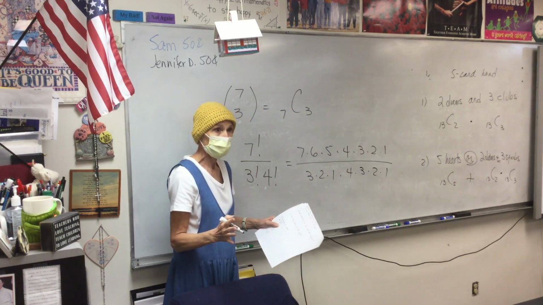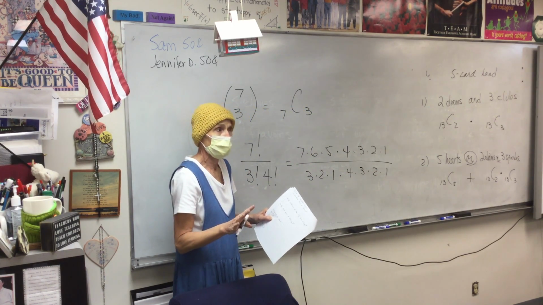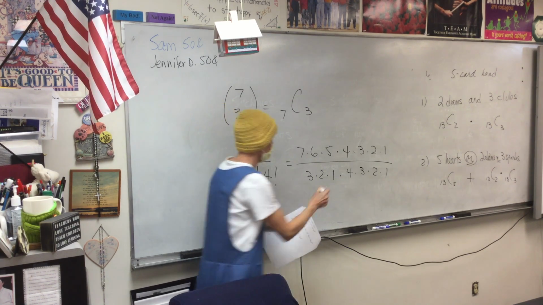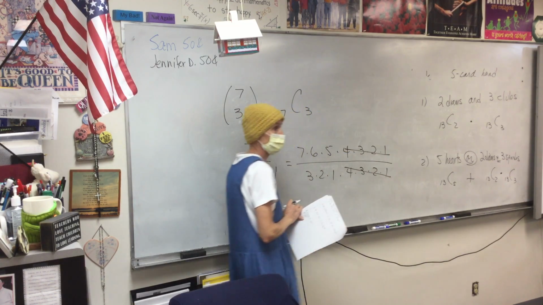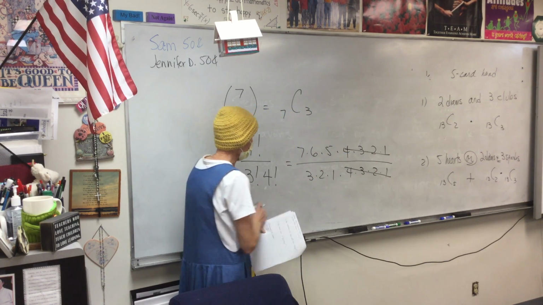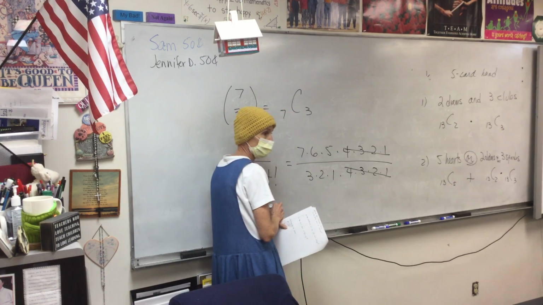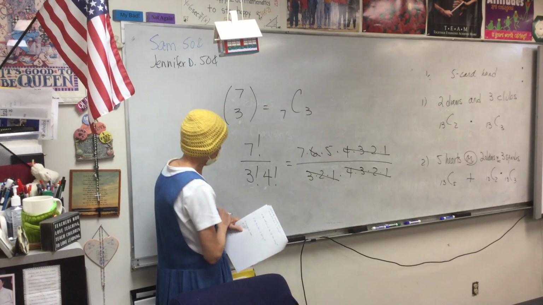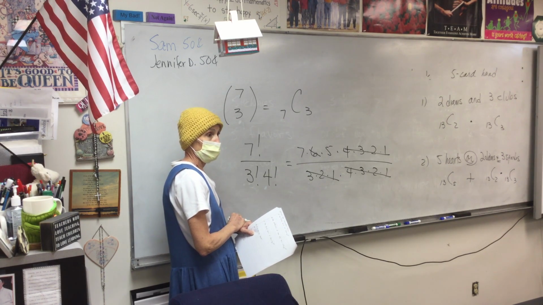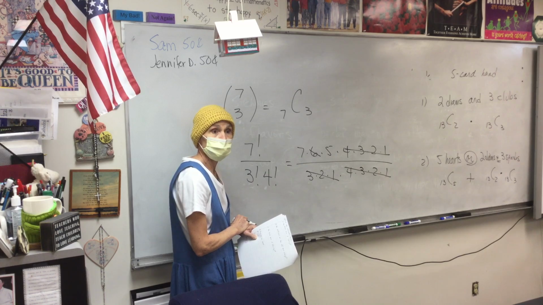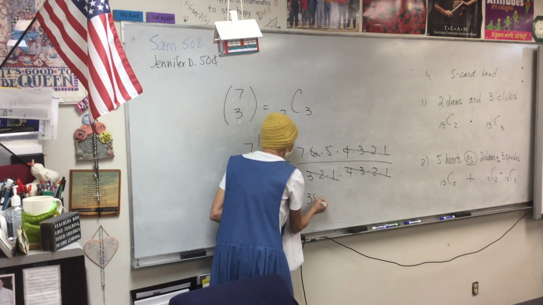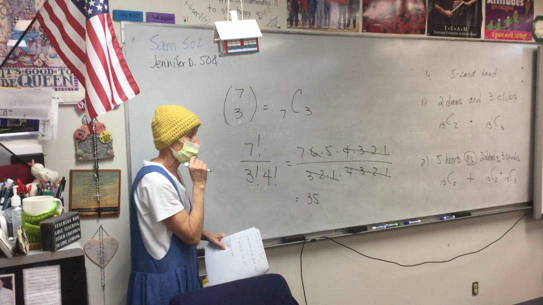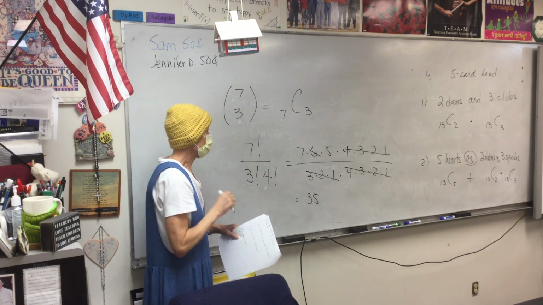Now, do you see what's going to happen? There's a lot of arithmetic here, I agree, but a bunch of stuff will cancel. Won't all of that cancel? And what's 3 times 2 times 1? 6. So that will cancel with that. And all that's left is 7 times 5, which is 35. Now, go ahead, and those of you that have calculators, type in 7C3 and see if you get 35.